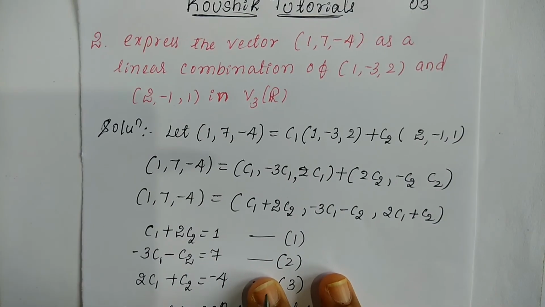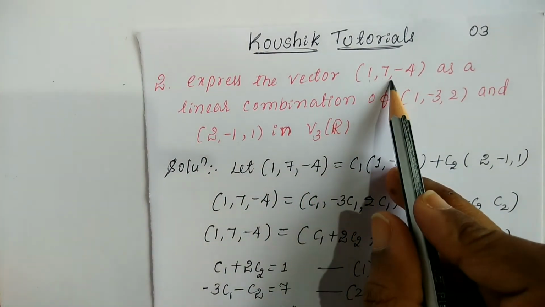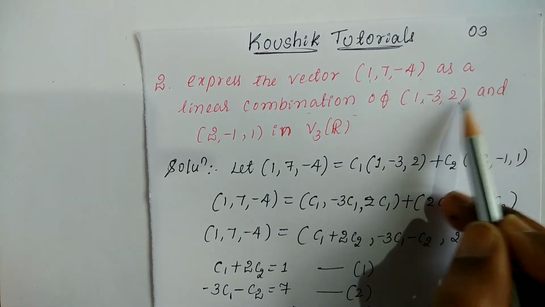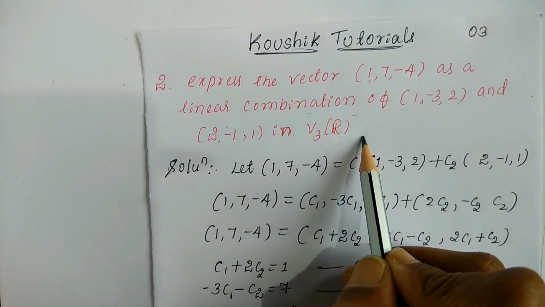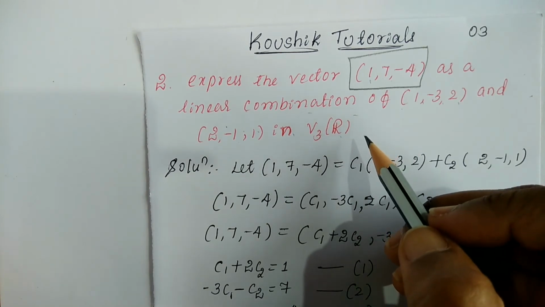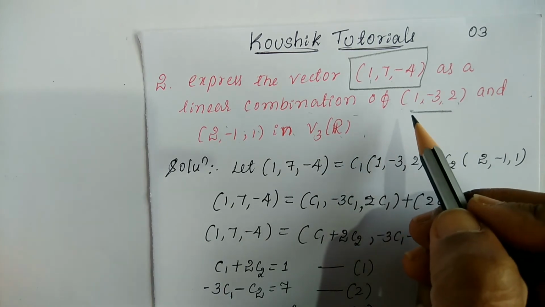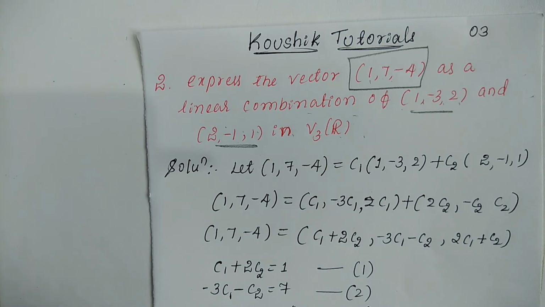Here is the next question, second question. Express the vector (1, 7, minus 4) as a linear combination of (1, minus 3, 2) and (2, minus 1, 1) in V3 of R. So we have to express the given vector as a linear combination. Linear combination means some scalar C1 into this vector plus C2, some scalar into this vector. Next, we want to find what are those scalars. What is C1 and what is C2? That is the final step.